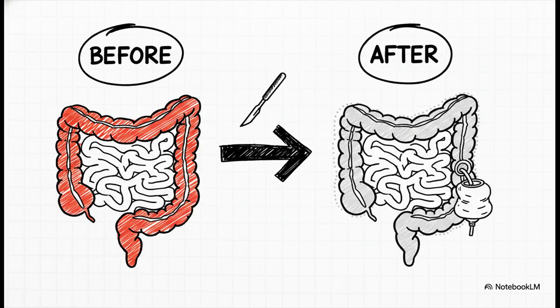And when surgery is the answer, the standard procedure is a subtotal colectomy with an end ileostomy. What that means is they remove most of the diseased colon and then bring the end of the small intestine out to the abdominal wall to create a stoma. It's a huge operation, but it is absolutely life-saving.